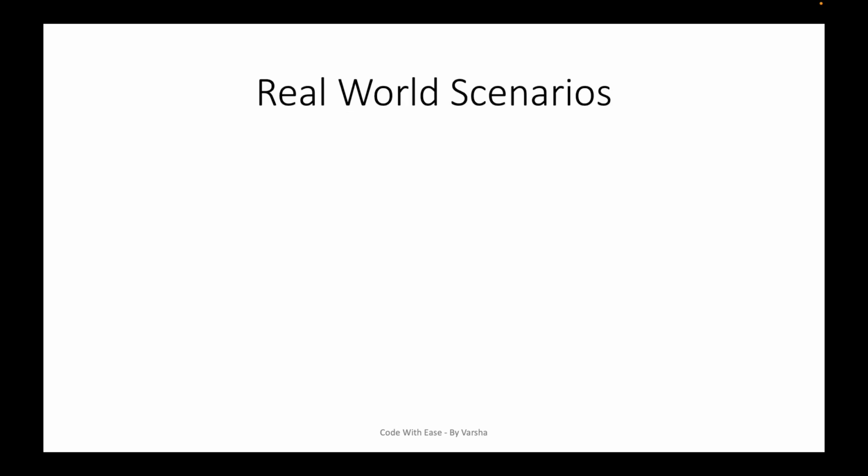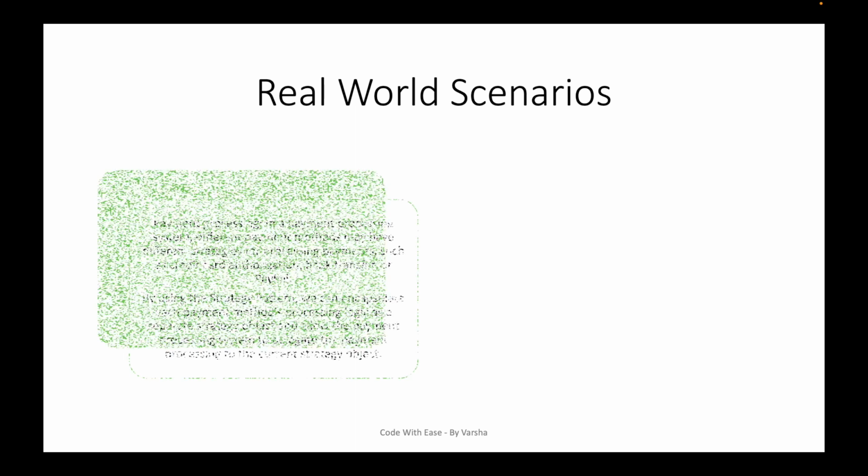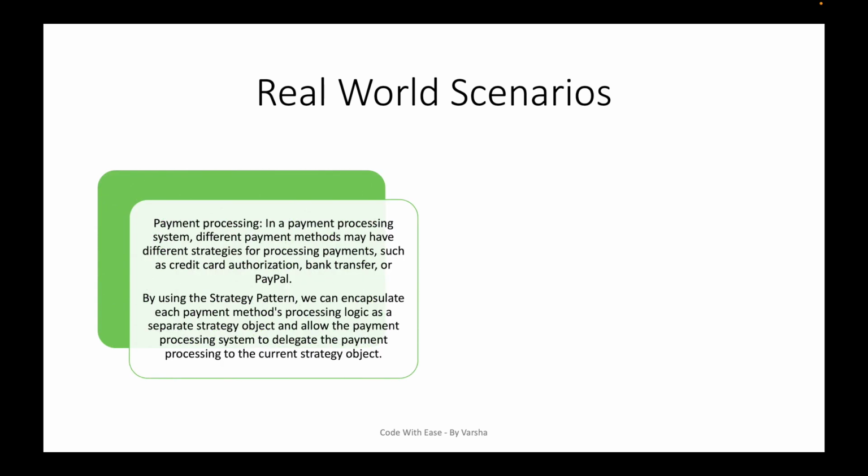Now, coming to the real world scenarios. We discussed this travel planner example about the strategy design pattern. But apart from that, what are the other places where this design pattern can be used? In payment processing, when you have different payment methods, like when we do shopping cart checkouts, we have an option to do cash on delivery, or we have credit card, debit card, UPI. There are so many different modes of processing payment.